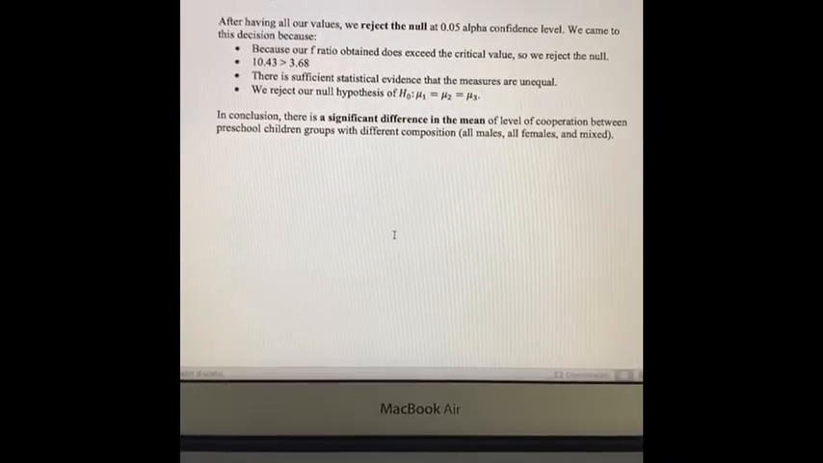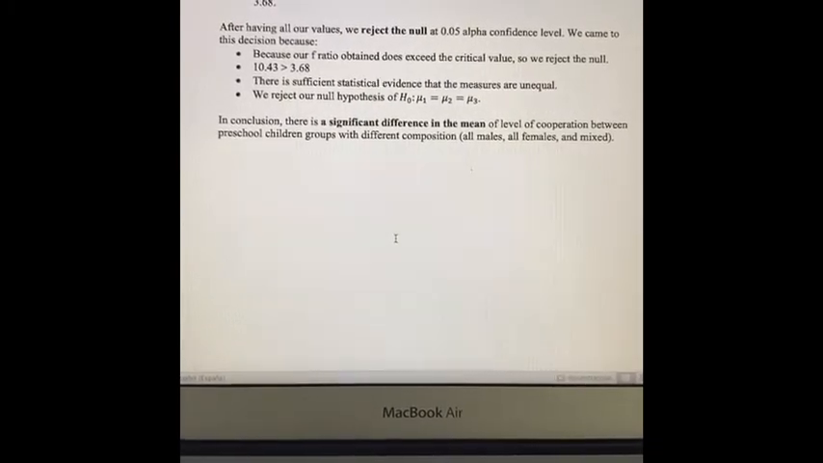So in conclusion, there's a significant difference in the mean level of cooperation between the preschool children groups with different compositions.